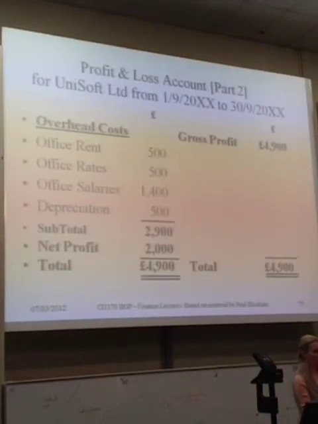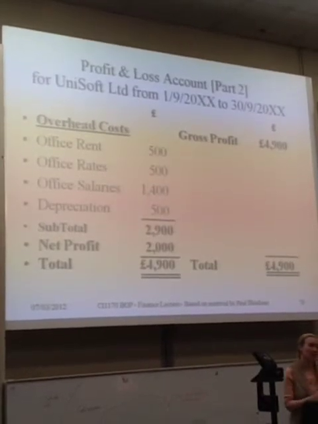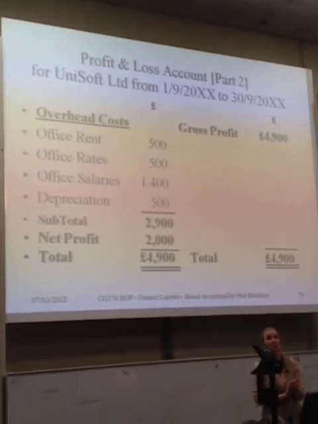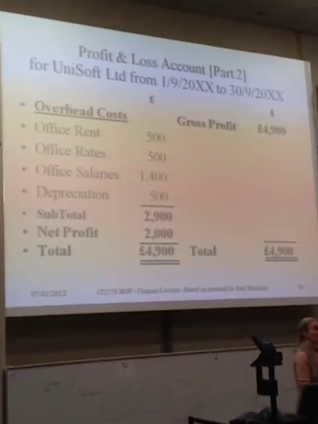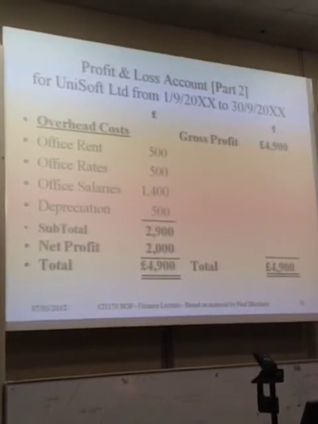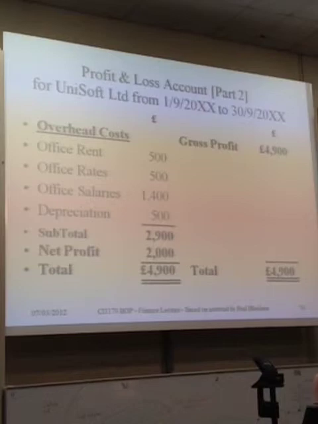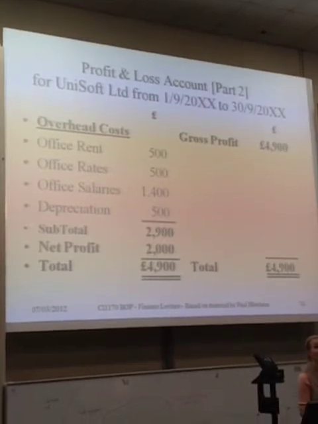There are certain rules. So, profit and loss account, we've got overhead costs: rent, rates, salaries, depreciation on a non-trading one, we'll go there. And that takes our expenses up to 2,900, so the difference between that and the gross profit will be £2,000.